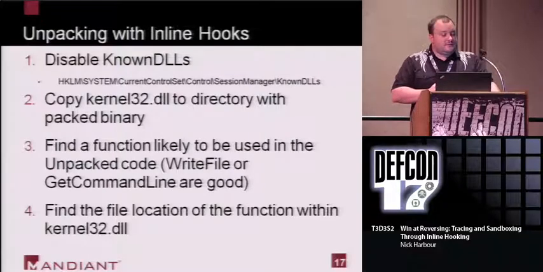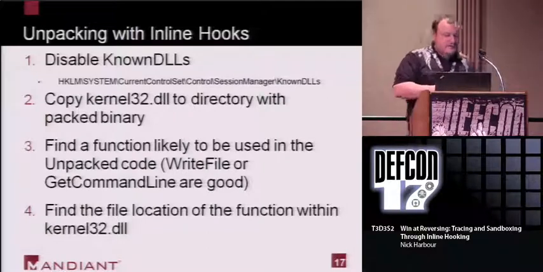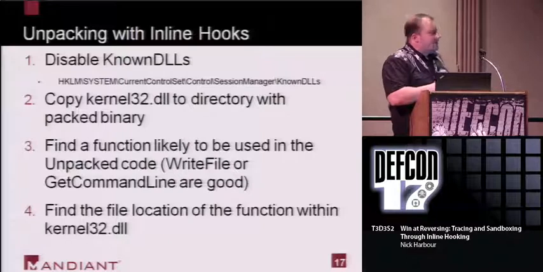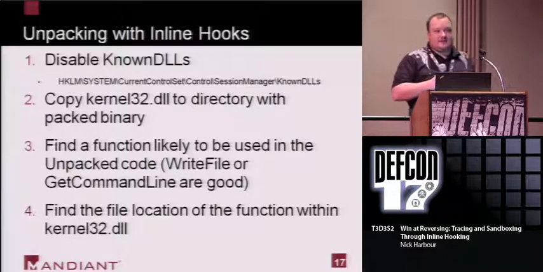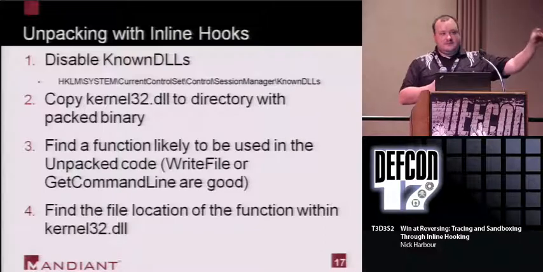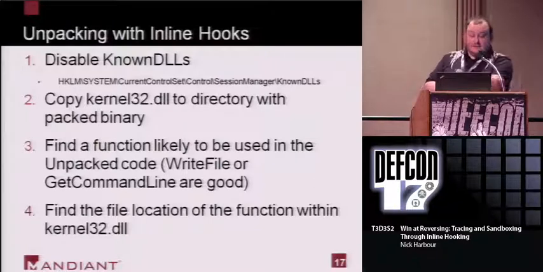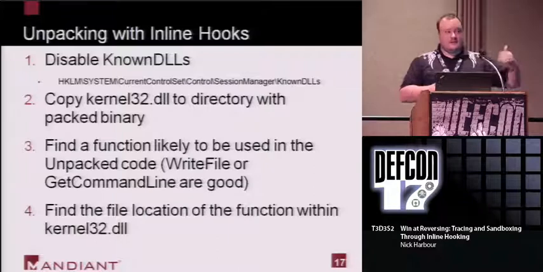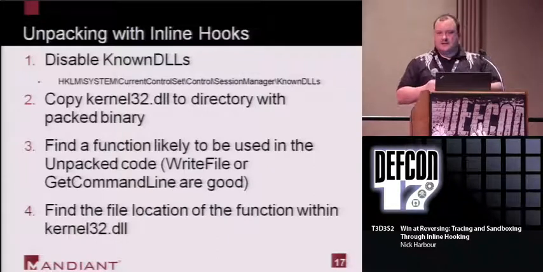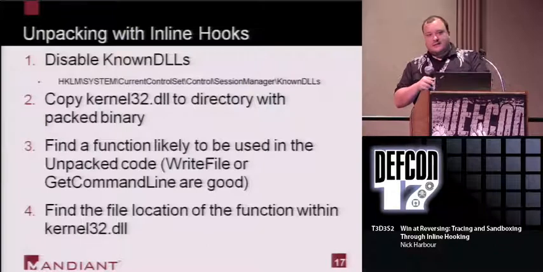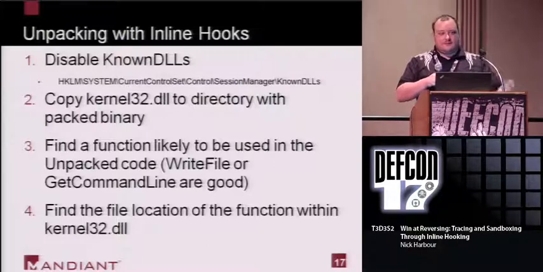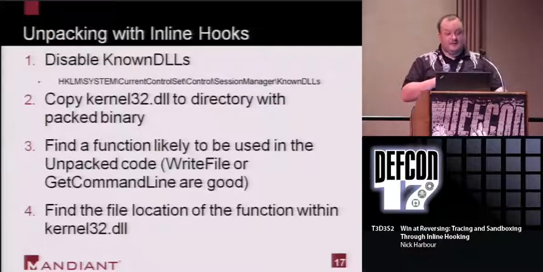So the first thing you need to do to unpack code with inline hooks is disable this thing called known DLLs. Basically, if you have a DLL listed in known DLLs, which most of the important system DLLs are, it'll always use the version that's in C:\Windows\system32. For example, kernel32 is always in that directory, and it's listed in this key, so it's always going to use that regardless of the regular DLL search path. The DLL search always goes to the current directory, the application startup directory, and then eventually works its way back to the system directories.